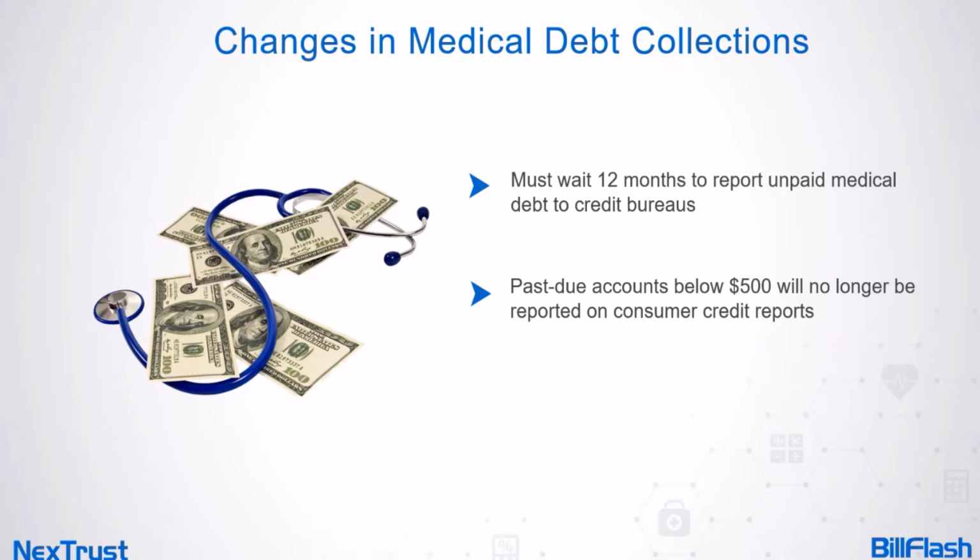It's also worth noting that starting in July of 2023, past due accounts below $500 will no longer be reported on consumer credit reports, making it more critical than ever for providers like you to implement effective practices for collecting on these balances, as the consequence of impacting a patient's credit score will no longer exist.